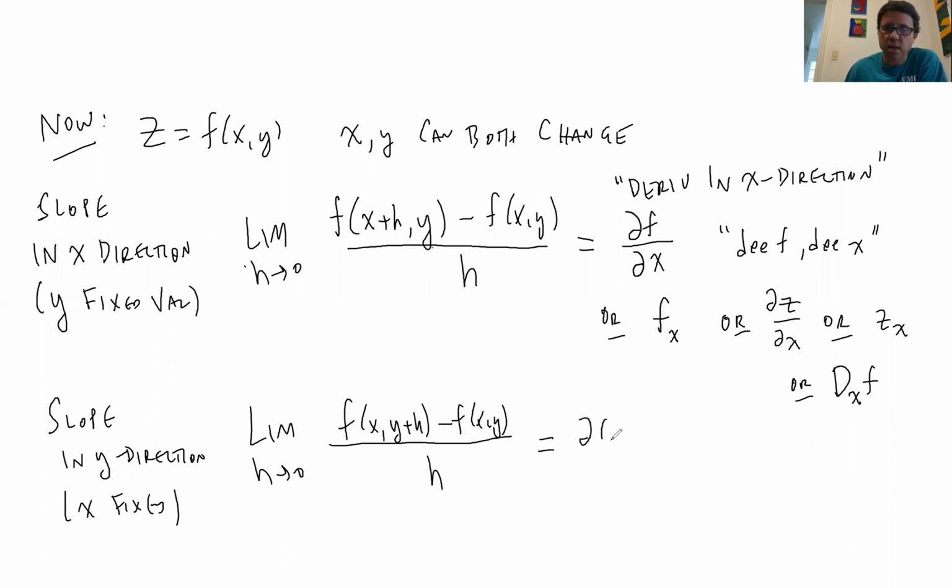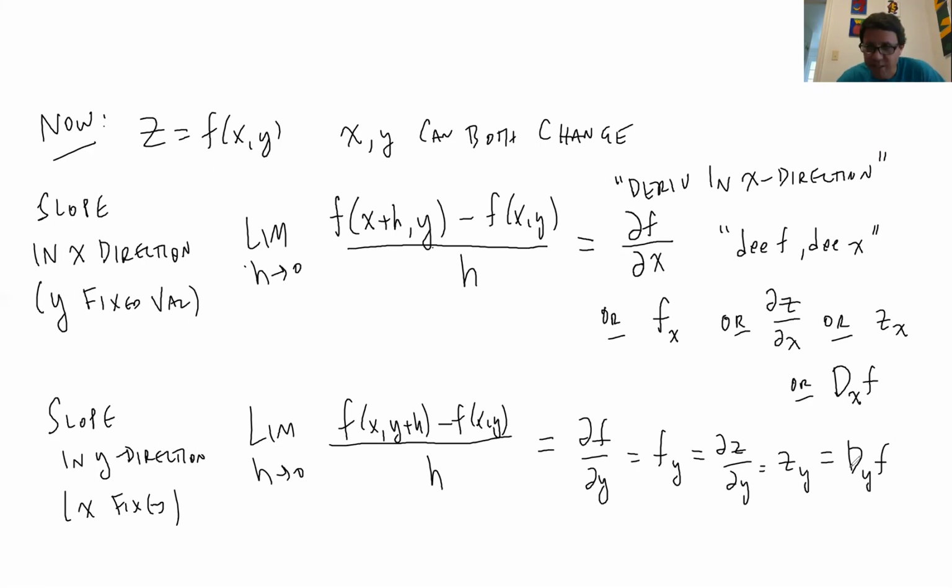We can write this as df dy, or we can write it as f sub y, or dz dy, or z sub y, or D sub y. I guess technically D sub y z can go in there as well. So great, now we have a lot more to deal with here. Don't worry, we're going to do plenty of examples of how this kind of thing works. But that's notation. And by the way, that's the first partial derivative.